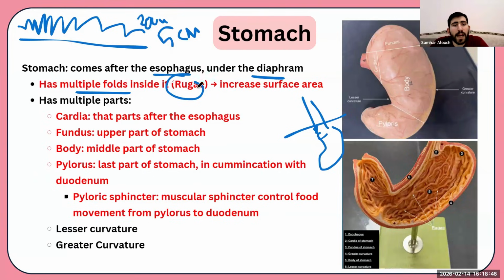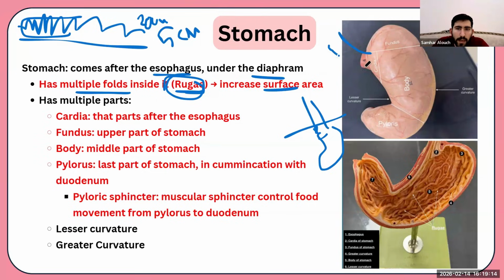So, the stomach has multiple folds inside it. It's not linear shaped, it's folded, okay? These folds are called rugae, and they increase the surface area of the stomach so it can digest more food and expand. If you took this line and stretched it, it would show you the real 20 centimeter. The stomach, although it may appear small, can expand because it has multiple folds inside it called rugae, which increase the surface area. The stomach itself has multiple parts.